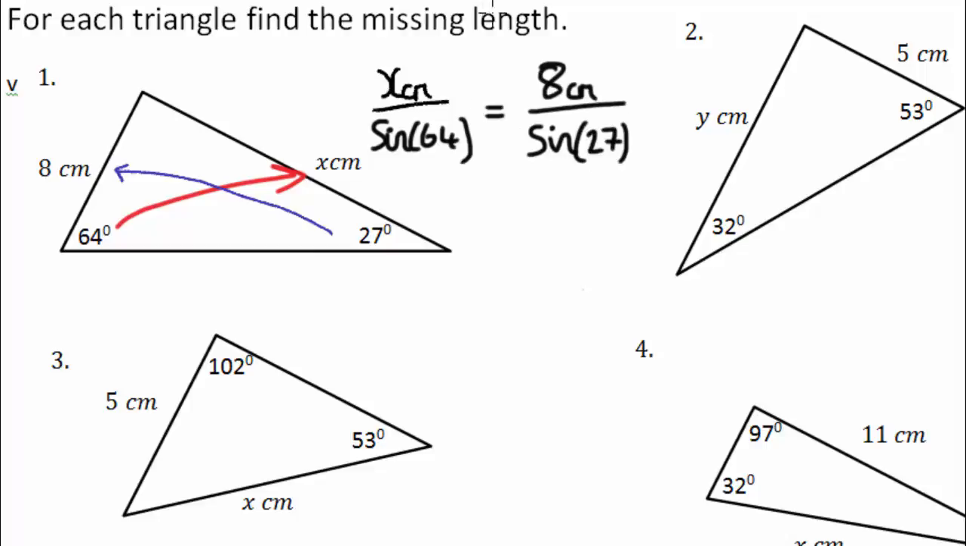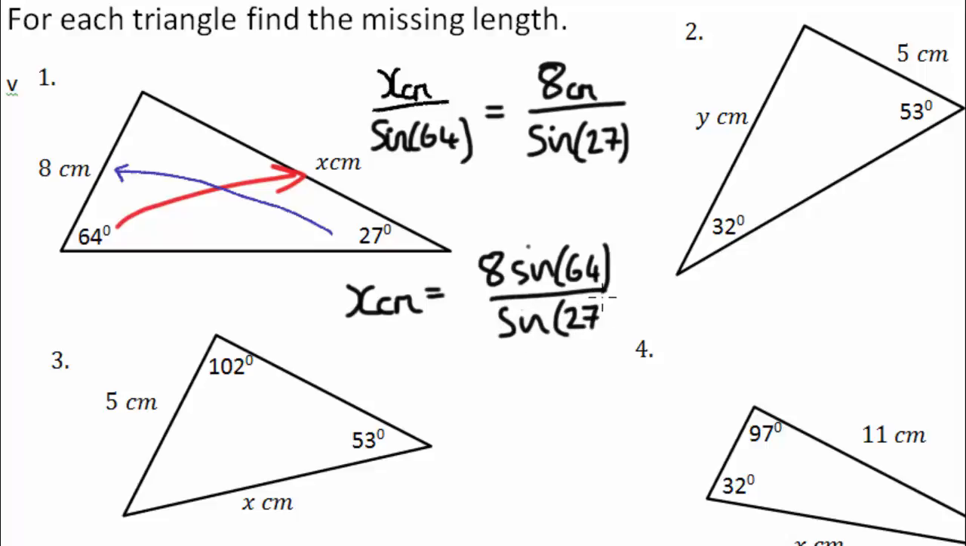Now we're trying to work out what x is, so if we times this side by sine 64, we'll just have x centimeters, but obviously we have to times that side by it. So what you'll end up having is x centimeters equals 8 sine 64 divided by sine 27. And obviously put that in the calculator. Now when you're doing that, do your first part, and then press enter, and then you can divide by sine 27. But it's the same method as the next one.